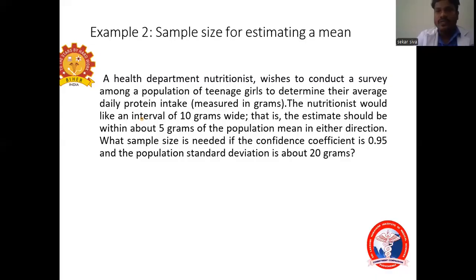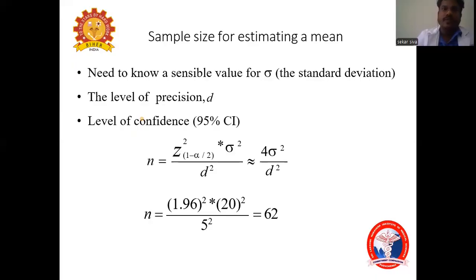We are going to use a standard deviation. The same formula, instead of P and Q, is 4 sigma square divided by D square. We know a sensible value for the standard deviation. They already mentioned it, 20 grams. And the level of precision is 5, and the level of confidence is 95%.